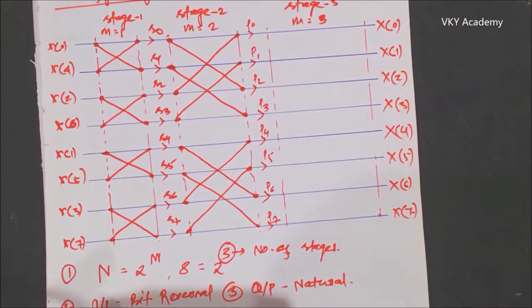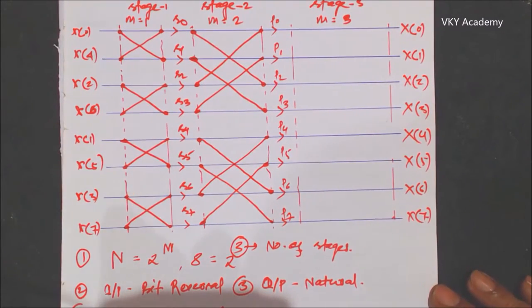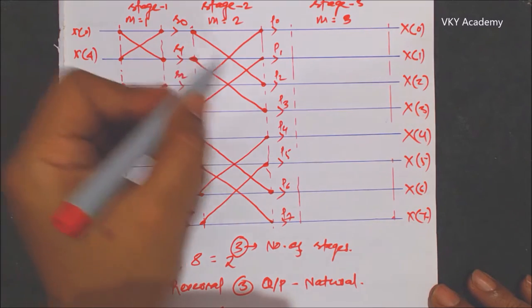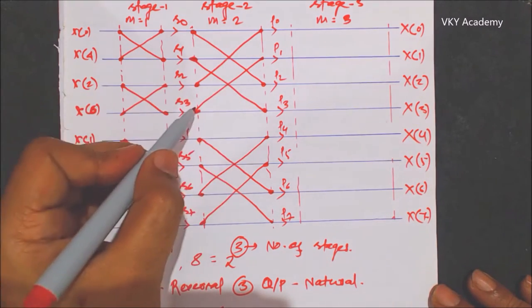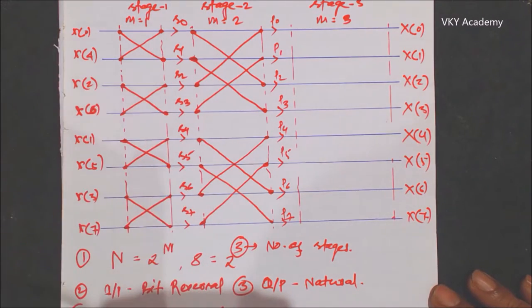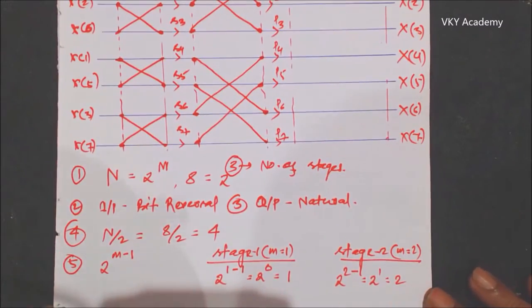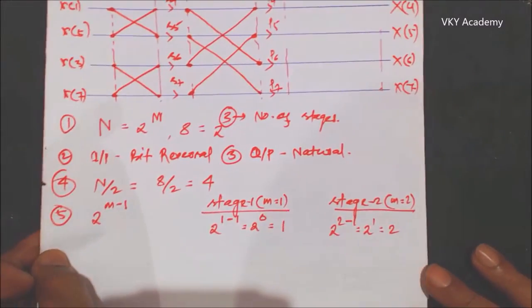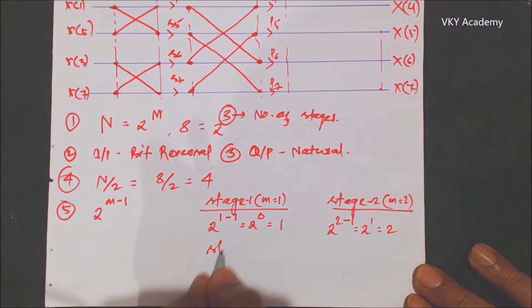So once again, we can analyze the point number 4. Total 4 number of butterflies must be in stage number 2 also. So first butterfly, second butterfly, third one, fourth one. So there are 4 number of butterflies in stage number 2 also. Now let us calculate for stage number 3.